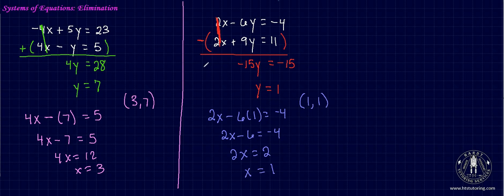Now, in the next video, we're going to talk about, well, what if we don't have numbers automatically right away that we can subtract or add together to equal 0? So we're going to talk about how to manipulate these equations just a little bit in order to get it to the point where we could add or subtract in order to eliminate a variable. So tune in to the next video.